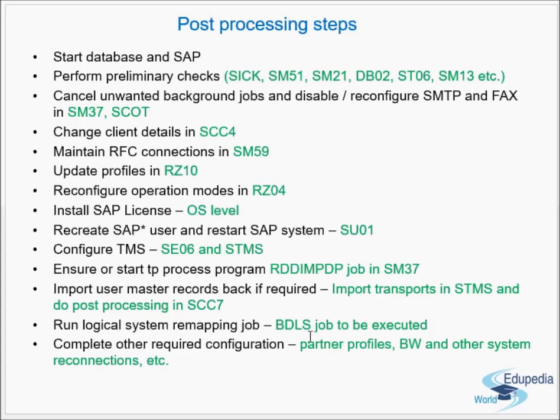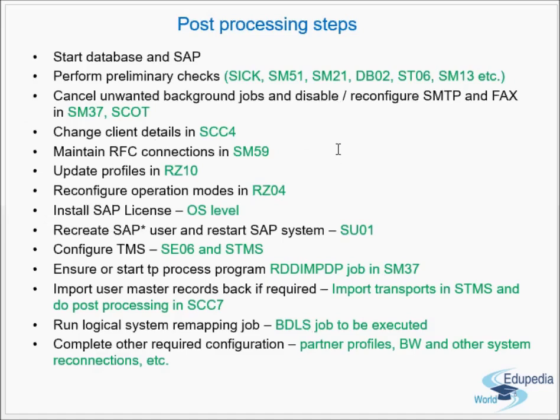Now the other things like partner profiles, in BD64 or all those things, you do it now. And again the reconnections have to be made, for example this mirror system is connecting to some XI, PI, BW system. So you again reconfigure all those connections. I'm just highlighting the important steps. Depending upon your project and requirements, you can have more steps and more configurations which will need to be done in post processing. But these are basic for any system copy.